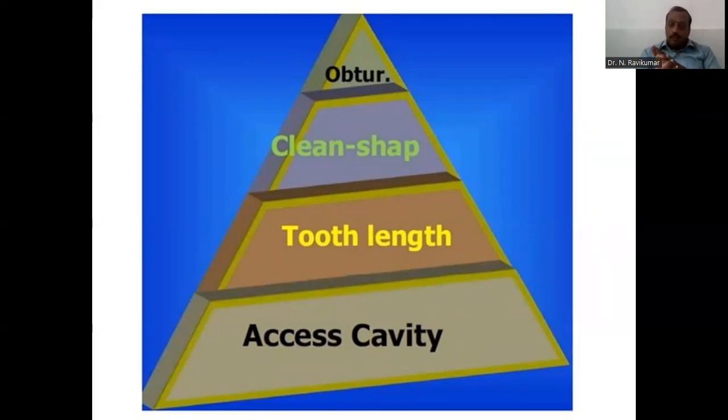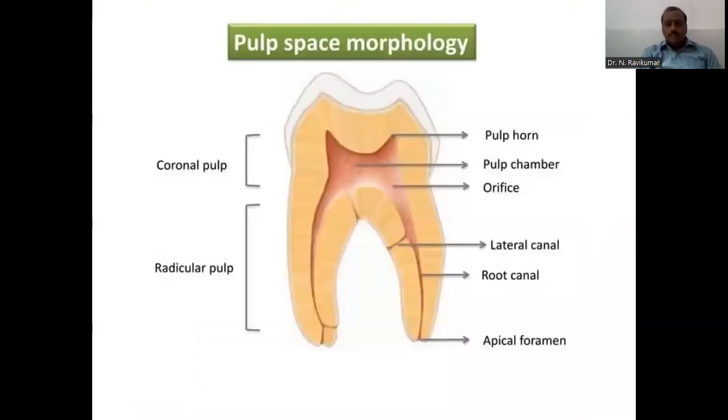So what are the various steps? Step one is access cavity preparation. The second step is determining the tooth length, that means the working length, then biomechanical preparation, then obturation, then coronal sealing. These are the four important steps of root canal treatment.